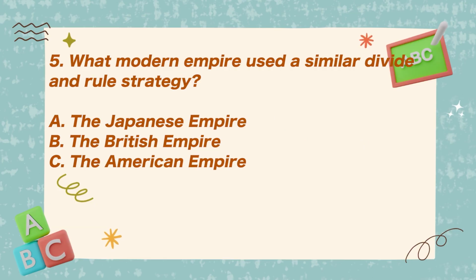5. What modern empire used a similar divide and rule strategy? A. The Japanese Empire. B. The British Empire. C. The American Empire. Correct answer: B.